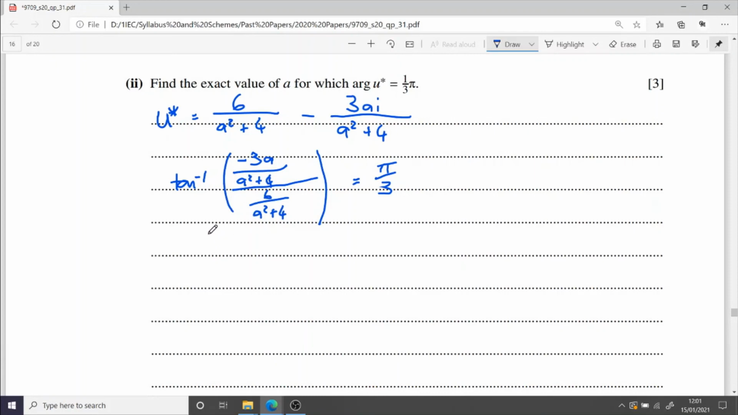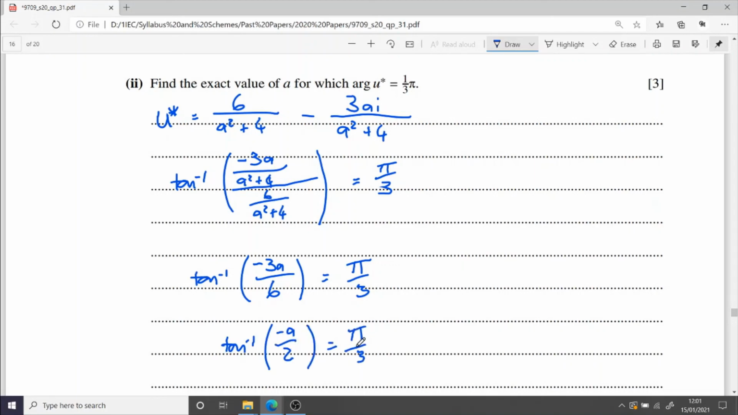So now we are going to simplify what's in the brackets here. We can times top and bottom by a squared plus 4 and just be left with inverse tan of minus 3a over 6 is equal to pi by 3. And then we can simplify further and just get inverse tan of minus a over 2 is equal to pi by 3.